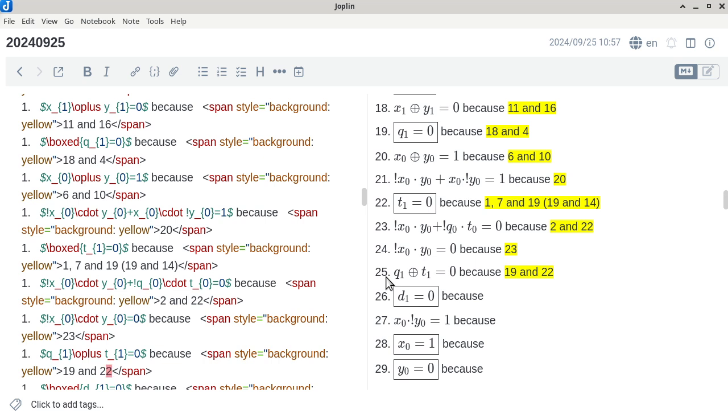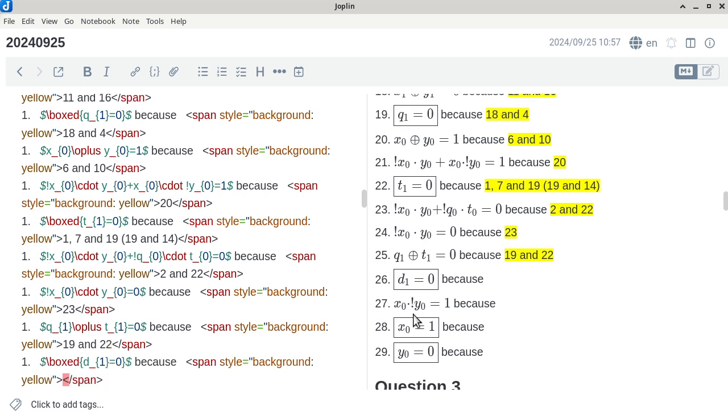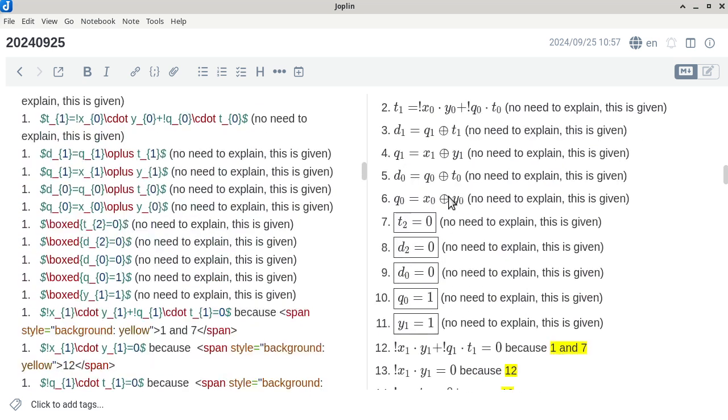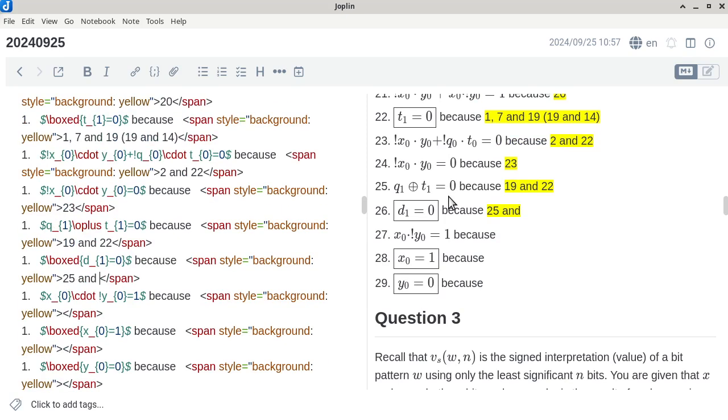All right. So the next one is to ask, how do we know that D1 is a zero? Oh, that's easy. It's because of the line before, which is line 25, and how we define D1. So line 25 and, okay, we look at how D1 is defined, which is all the way up here. It is line 3. There we go. That answers number 26.